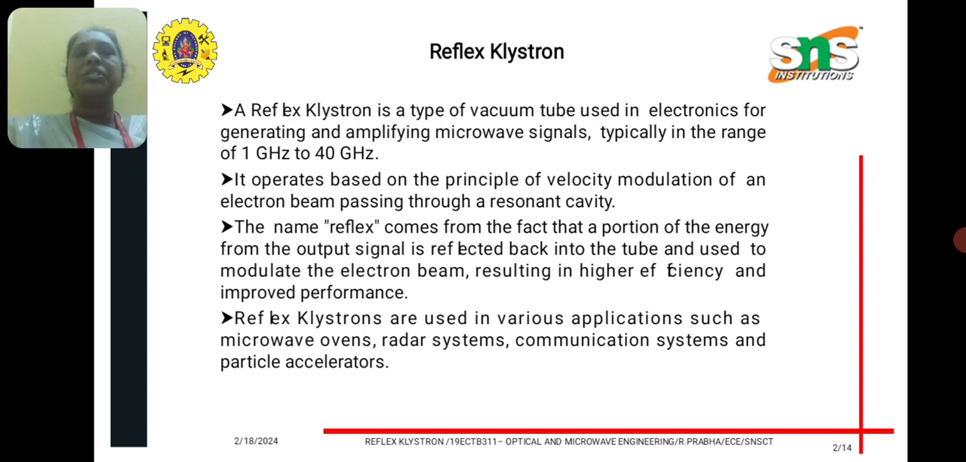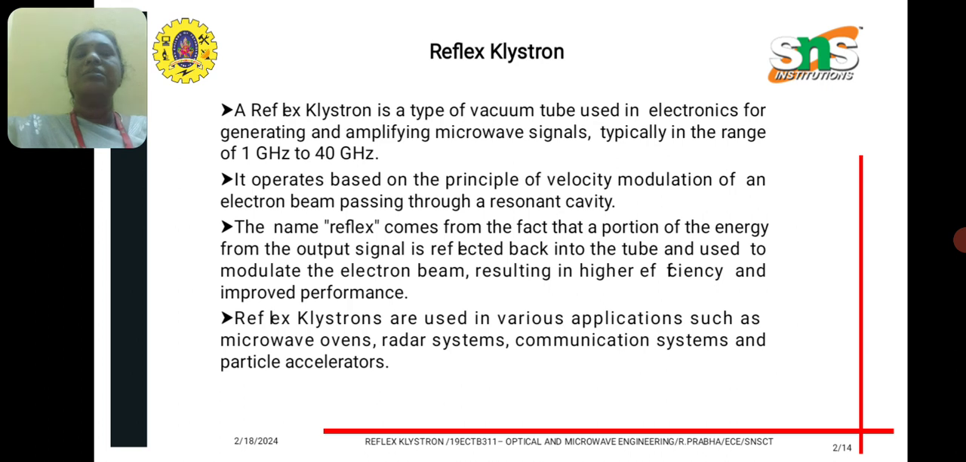Its operation is based on the principle of velocity modulation of an electron beam passing through a resonant cavity. We call it a reflex klystron because the name reflex comes from the fact that a portion of the energy from the output signal is reflected back to the tube and is used to modulate the electron beam, resulting in high efficiency and improved performance.